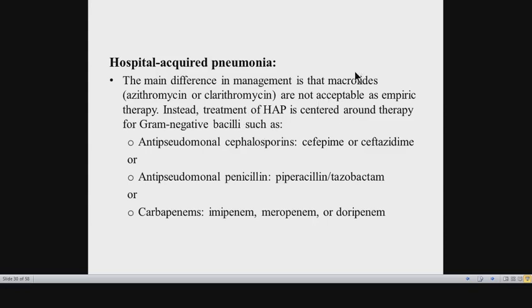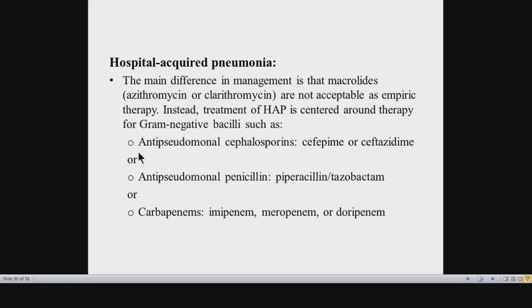This includes Pseudomonas, because not every antibiotic will cover Pseudomonal bacteria. Pseudomonal bacteria will require specific types of antibiotics. So our initial empirical therapy for hospital-acquired pneumonia should always include an anti-Pseudomonal antibiotic, an antibiotic which will cover Pseudomonas aeruginosa bacteria. There are multiple options of anti-Pseudomonal antibiotics. For example, we can give anti-Pseudomonal cephalosporins like cefepime or ceftazidime. Cefepime is a 4th generation cephalosporin, while ceftazidime is a 3rd generation cephalosporin, and both can cover Pseudomonas.